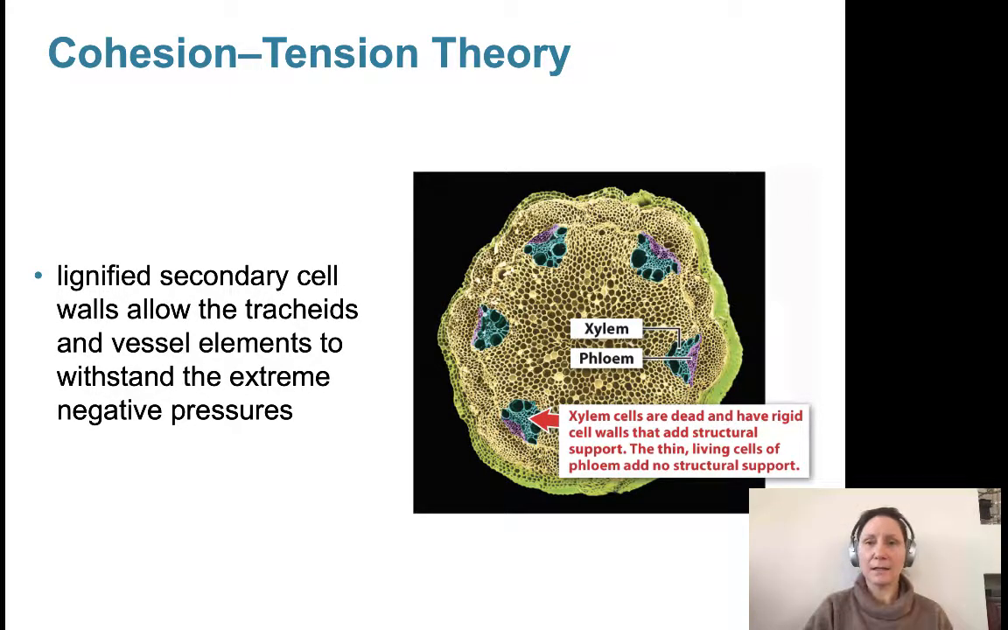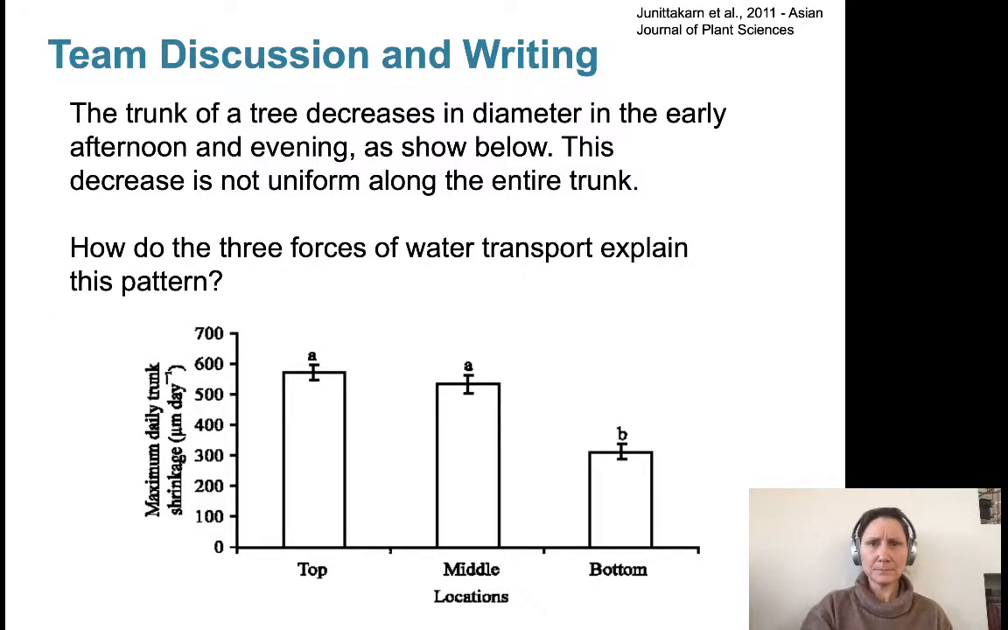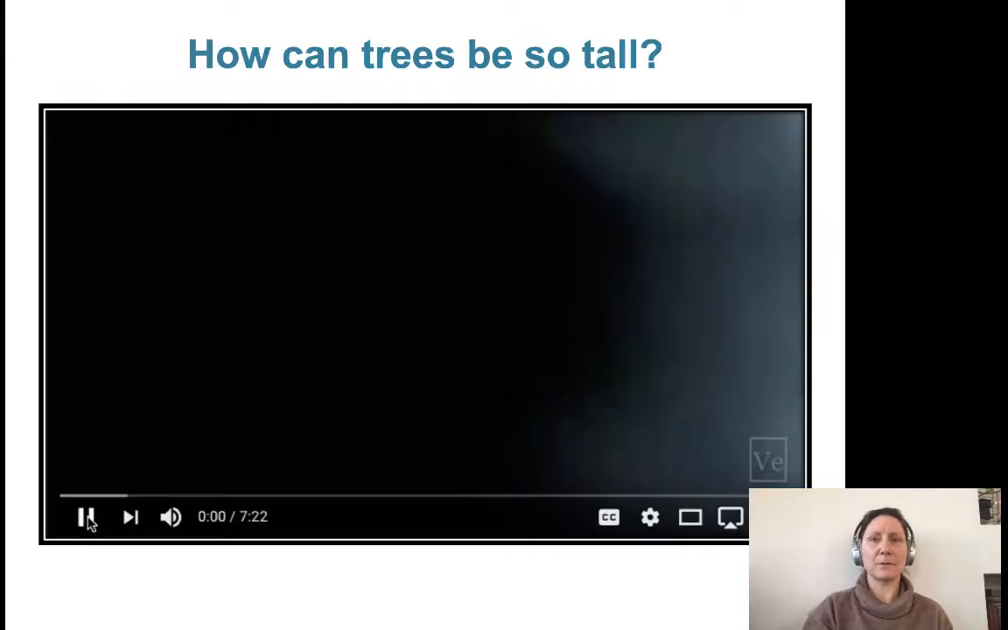By the way, this is a diagram that shows you some of this. The xylem is indicated by the blue cells. The purple cells are phloem. So they're rigid and they add structural support. Lignified secondary cell walls allow the tracheids and vessel elements to withstand extreme negative pressure. So what's happening is as you go up the tree, there's going to be increasingly more negative pressure on the cells and on the water going up. We'll do this in class, so skip that for a moment.